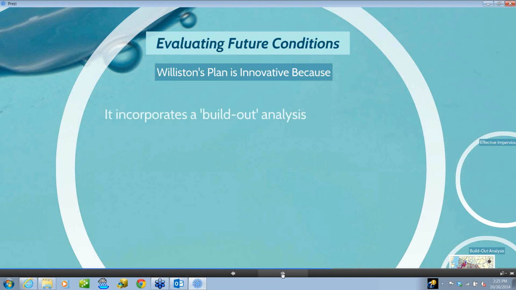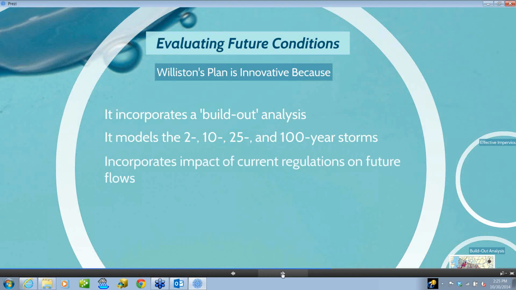Williston's plan, I would say, is innovative because first, it does incorporate a build-out analysis, and I'm going to get into discussing that in a little bit of detail next year, where beyond just the existing problems, the plan included modeling storm events for future conditions to understand how, based on projected growth and development within the town, stormwater flows would change in the future, and how current regulations would impact future flows.